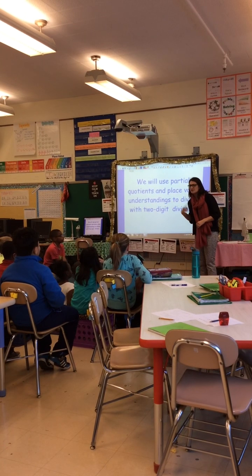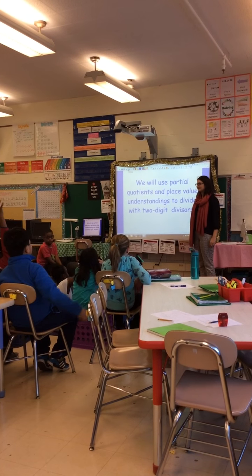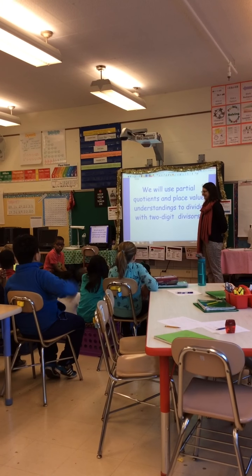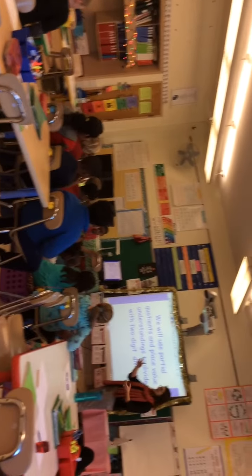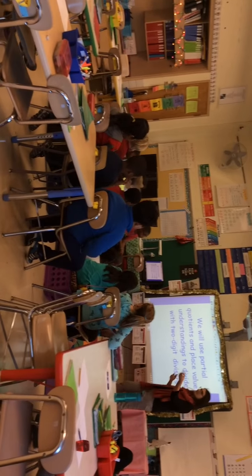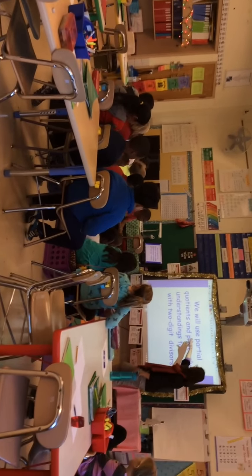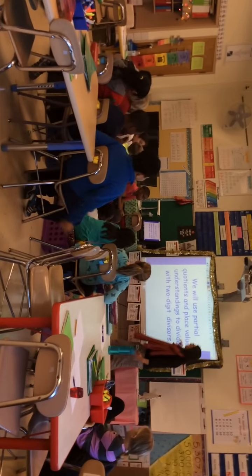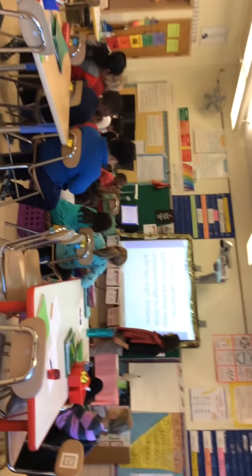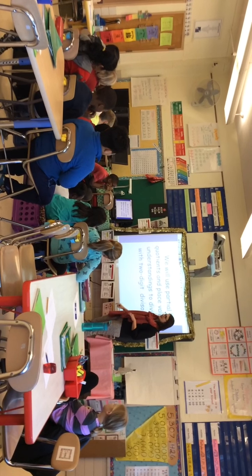Partial quotients. What's a partial quotient again? Anna? It's when the quotients get replaced, probably. Exactly, so it's breaking it up in that area model like we just did in the warm-up. So we're using partial quotients and place value understandings to divide with two-digit divisors.